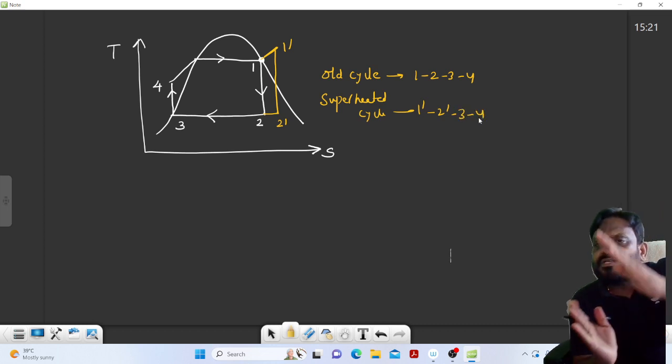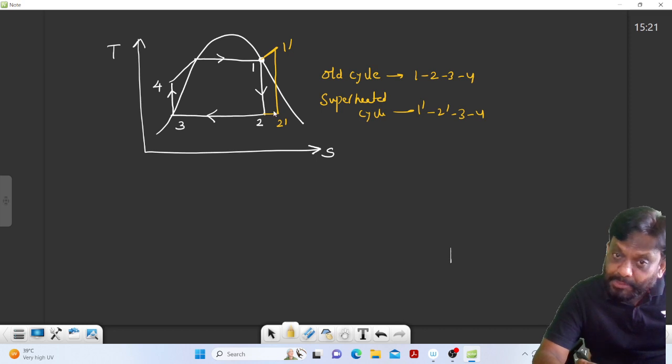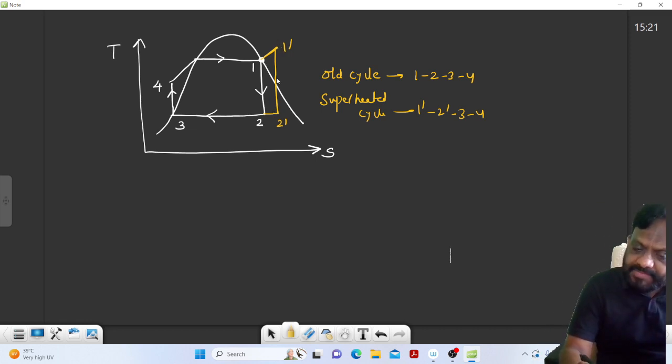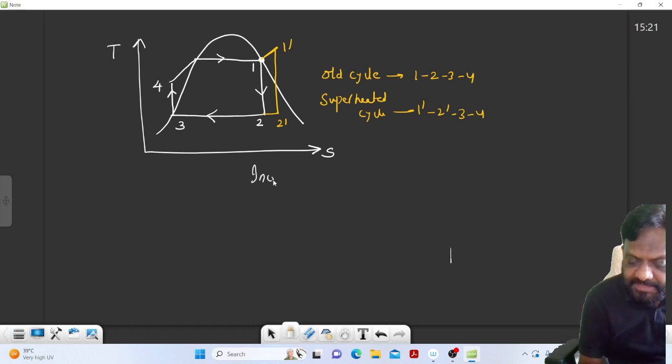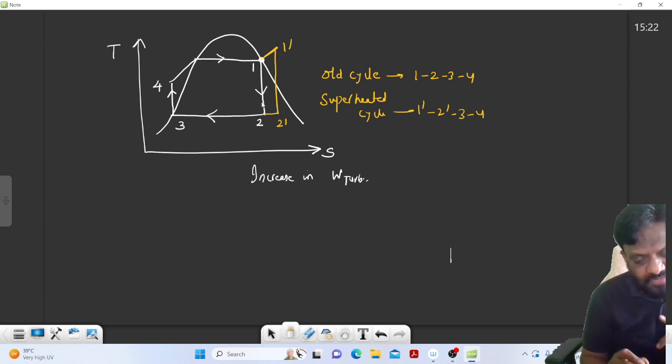You know, constant pressure lines diverge. So definitely, this is the turbine work in the old cycle, and this is the turbine work in the new cycle. As the constant pressure lines diverge, this moves away, thereby the expansion work is increasing. So point number 1 is that there is an increase in turbine work, because originally it was expanding from 1 to 2, now it expands from 1 dash to 2 dash. Definitely this work is more than this work. Point number 1. Observe carefully.